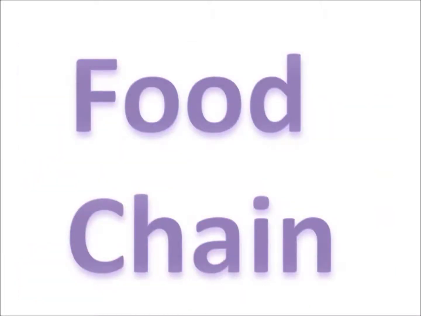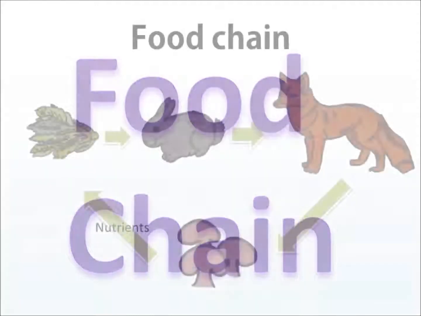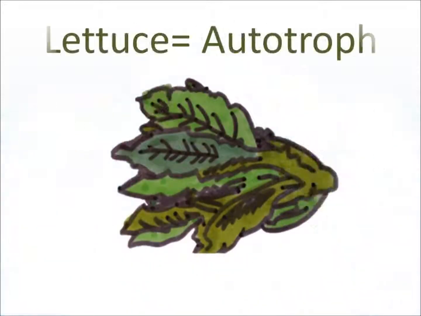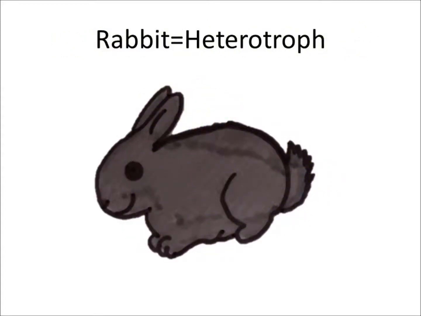Now let's take a look at this food chain. This food chain shows how each living organism gets food and how nutrients and energy are passed on. This food chain starts with lettuce, an autotroph that through photosynthesis creates its own food. This lettuce is then eaten by the rabbit, and the rabbit is eaten by the fox.